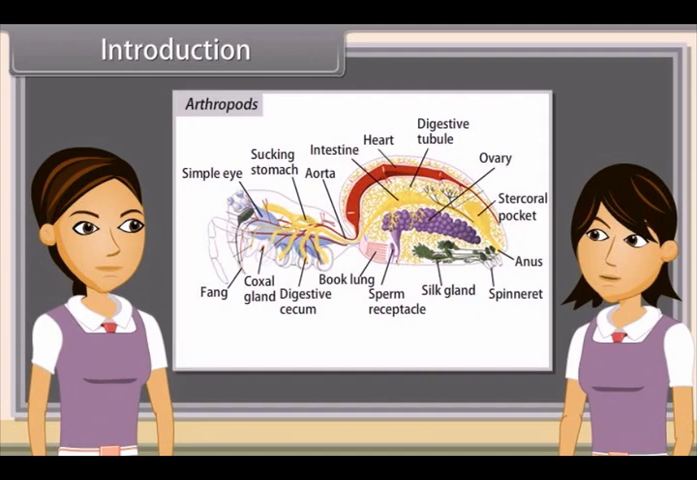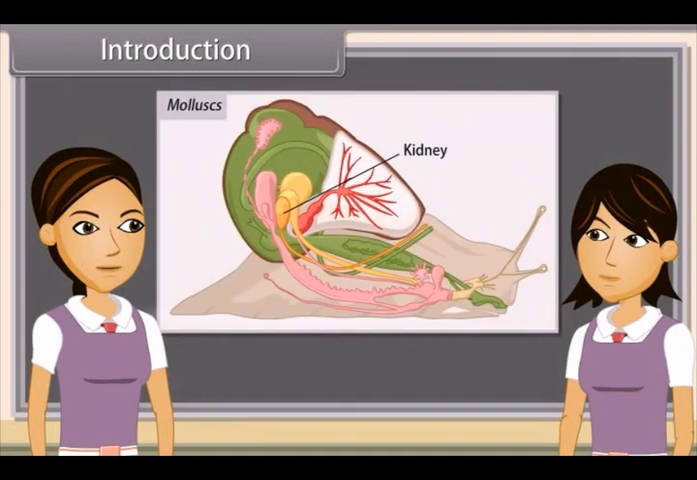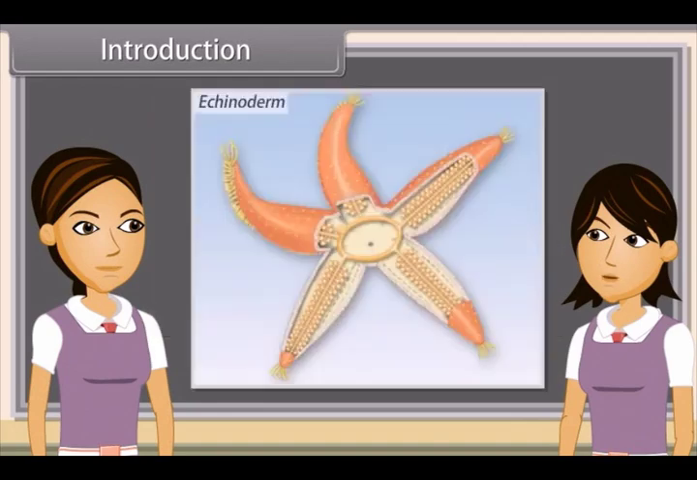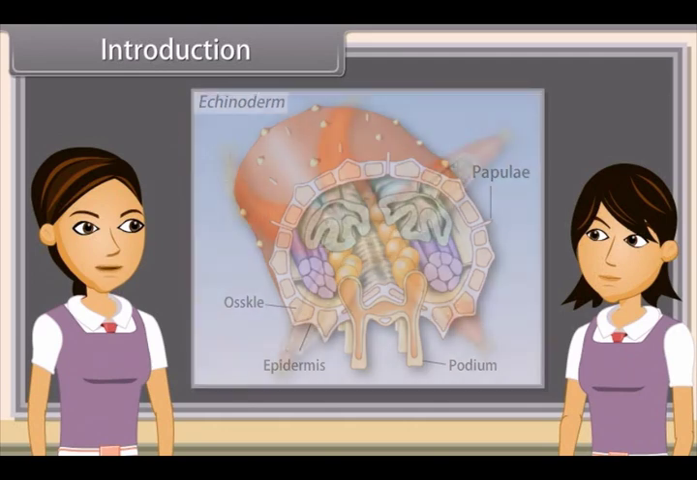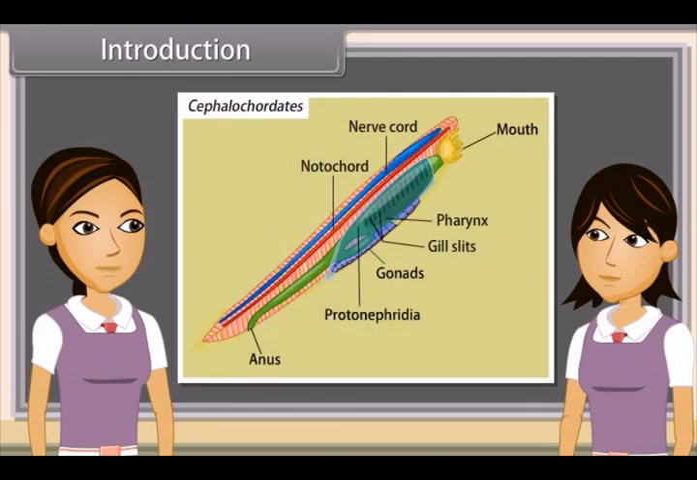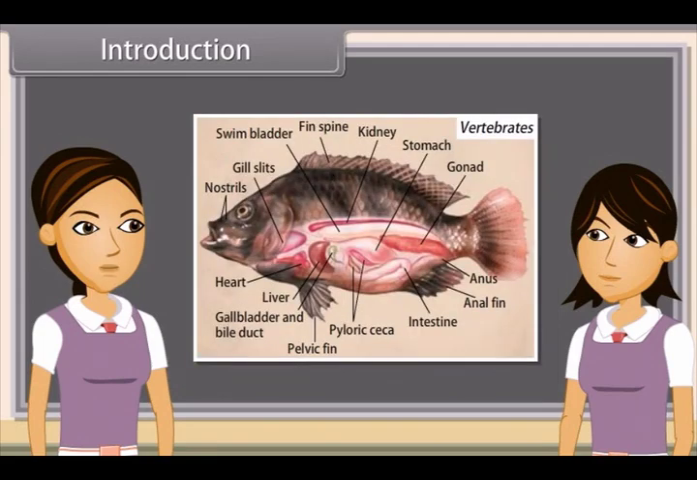In arthropods, excretory organs are coxal glands, antennary or green glands, and Malpighian tubules, while in molluscs, it is kidneys. Similarly, in echinoderms, excretory organs are dermal papillae, while in urochordates, it is the neural gland, and in cephalochordates, it is protonephridia. In vertebrates, excretory organs are one pair of kidneys.